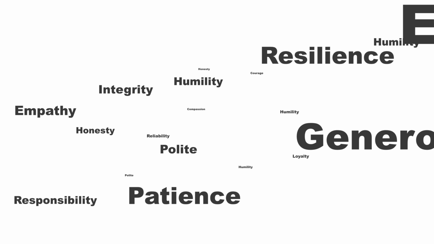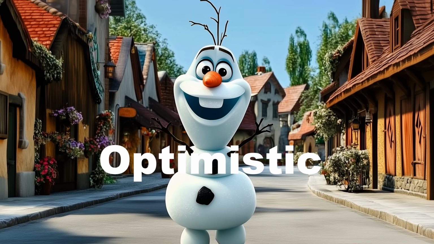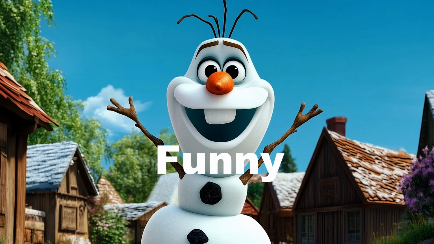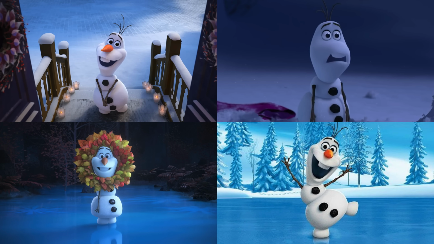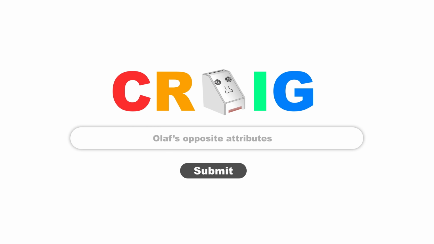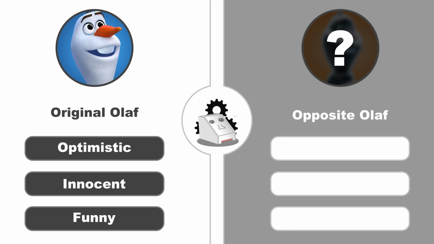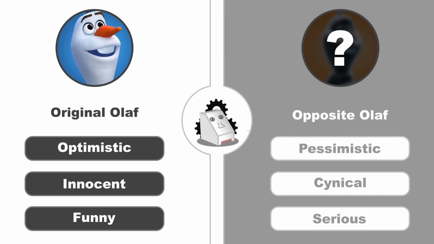What are the 3 main attributes of Olaf? So according to Craig, the first attribute is optimistic, sees the good in every situation, innocent, naive, and pure-hearted, funny, makes others laugh easily. And the color Olaf is seen in most is white. Now let's see what the opposite of these attributes and color is. His opposite attributes are pessimistic, expects things to go wrong, cynical, distrustful and doubtful, serious, focused, and humorless. And the opposite of white is black. Okay, Craig, using these new attributes and color, make Olaf as his opposite.